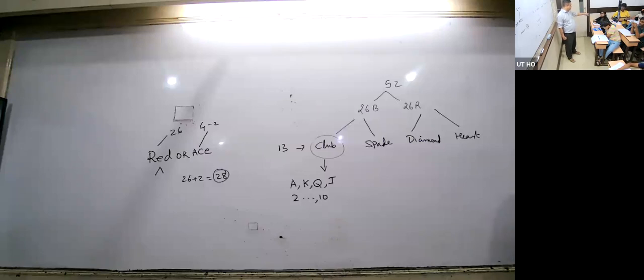Okay, how many spade and king? Spade and king. One, common. How many spades are there? 13. How many kings are there? 4. Only one thing is common between them.